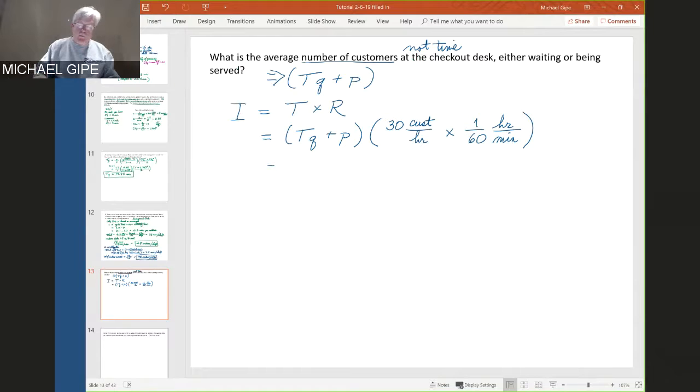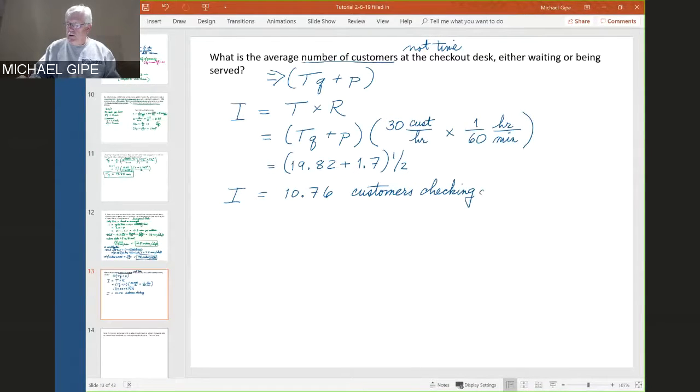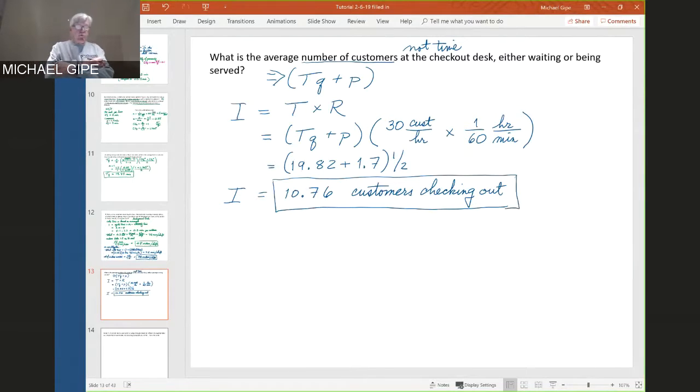And that works out to 19.82 plus 1.7 times 1/2. So the inventory in the queue and the process is going to be 11.76 customers checking out. Now you can see why there's almost 20 minutes in the queue, because they've got a line in front of the cash register of 11 people on average. They need some more people there.